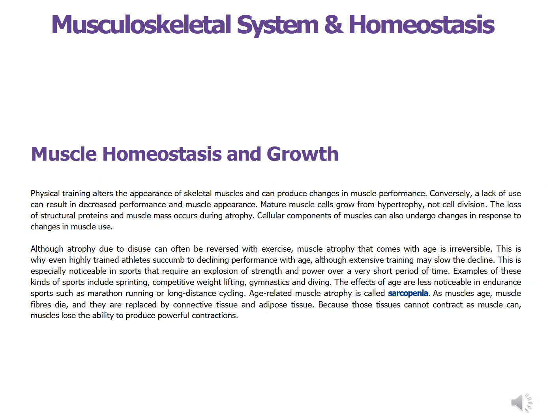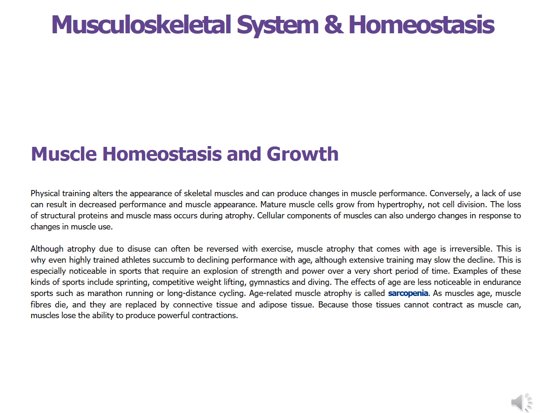Musculoskeletal system and homeostasis. Muscle homeostasis and growth: physical training alters the appearance of skeletal muscles and can produce changes in muscle performance. Conversely, a lack of use can result in decreased performance and muscle appearance. Mature muscle cells grow from hypertrophy, not cell division. The loss of structural proteins and muscle mass occurs during atrophy.